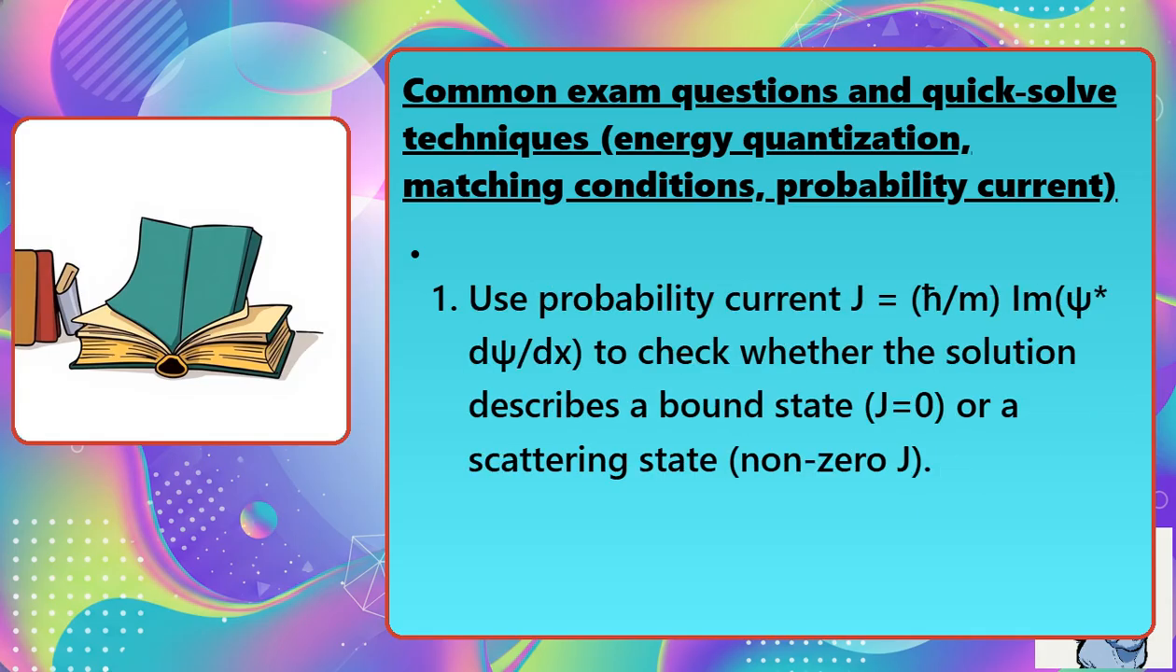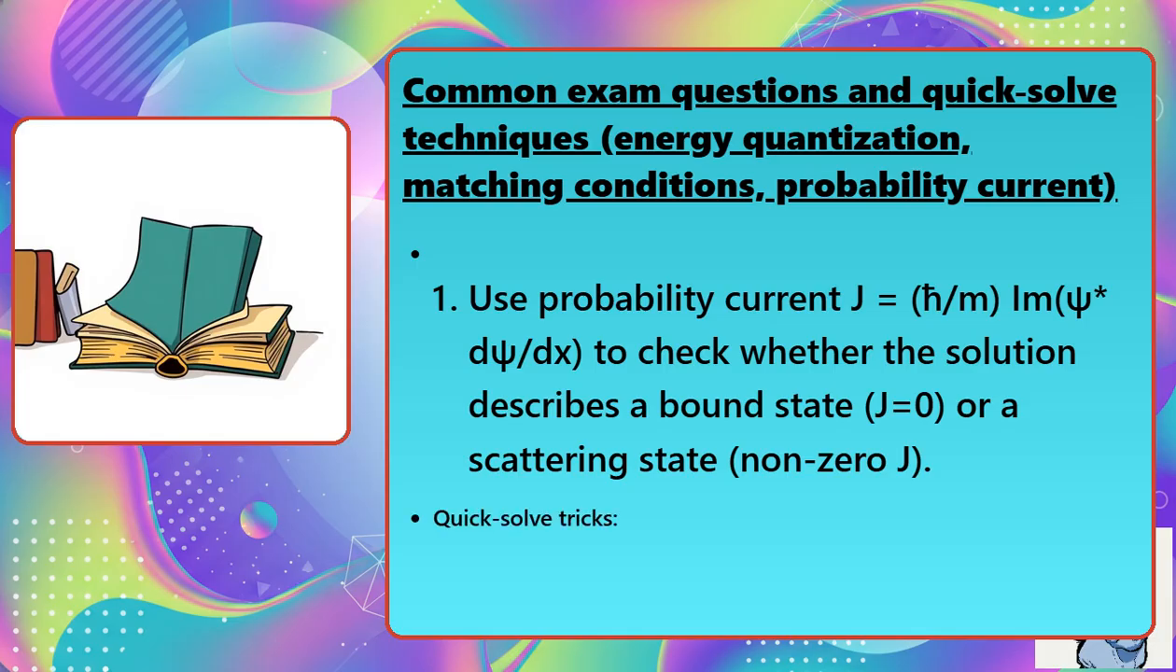4. Use the probability current J equals (h bar over m) times the imaginary part of (psi star d psi by dx) to check whether the solution describes a bound state, J equals 0, or a scattering state, non-zero J.